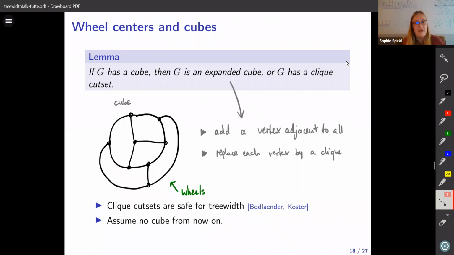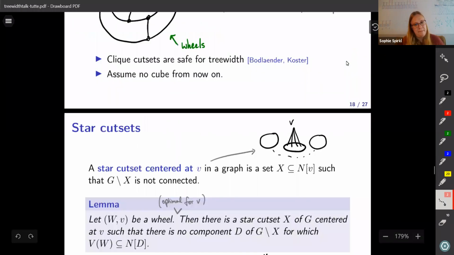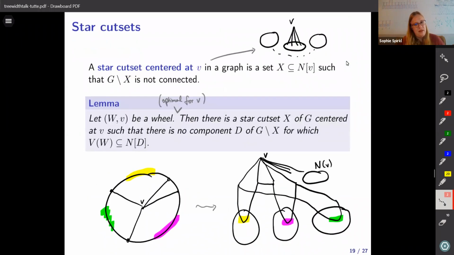And in our class of graphs, you can also show that cubes are kind of isolated occurrences. They can happen, but when they do, they don't connect well to the rest of the graph. And so for finding a tree decomposition, you can basically ignore them. So with that in mind, let's pretend that our graphs don't have cubes. Then here's the slide that finally formalizes how wheels break things apart.